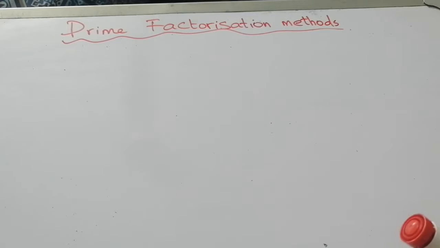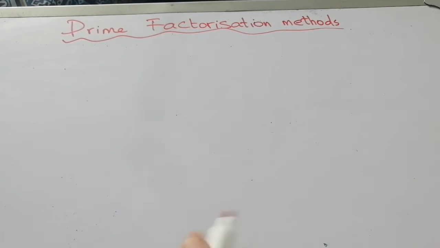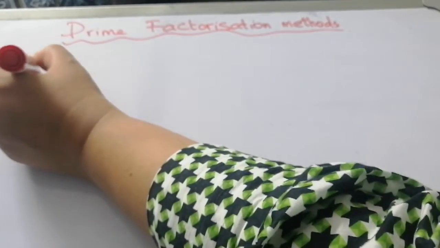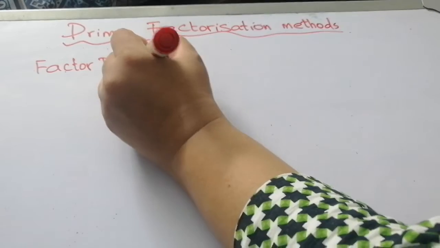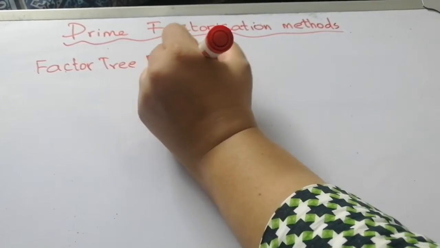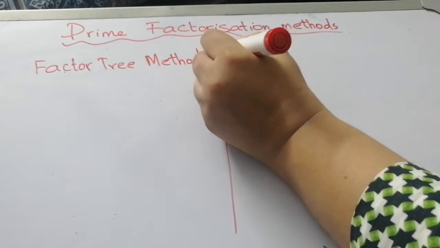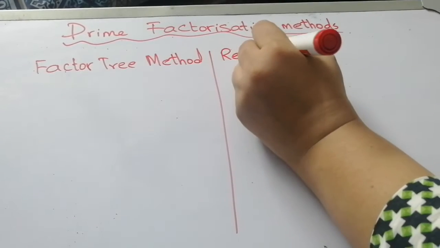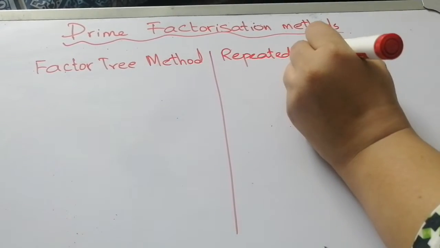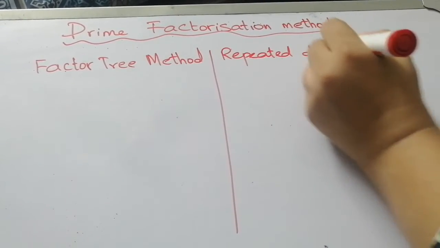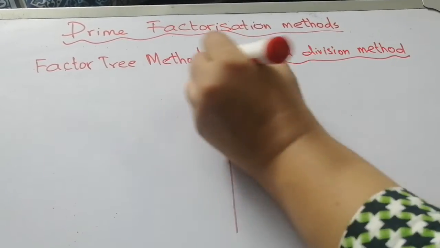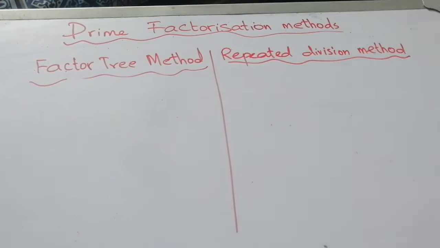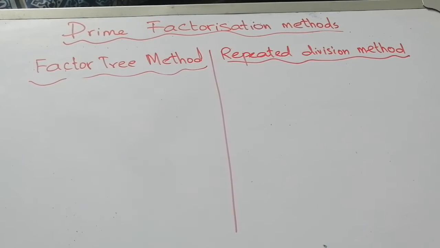Today I'm going to discuss a very important topic, which is called prime factorization. There are two methods. I will discuss both methods separately. One is called the factor tree method and the other is called the repeated division method. Both methods are used for finding the prime factors, for doing the prime factorization of any number.